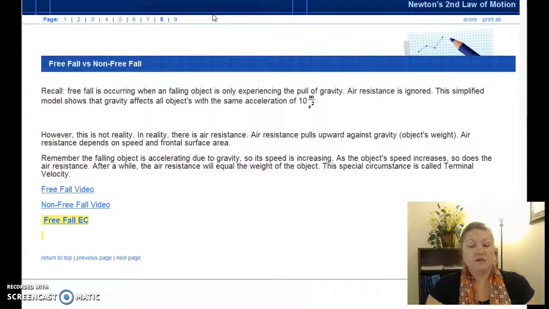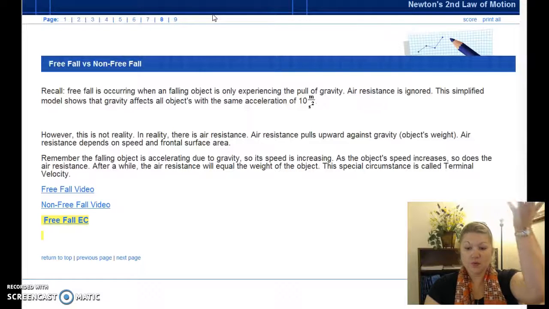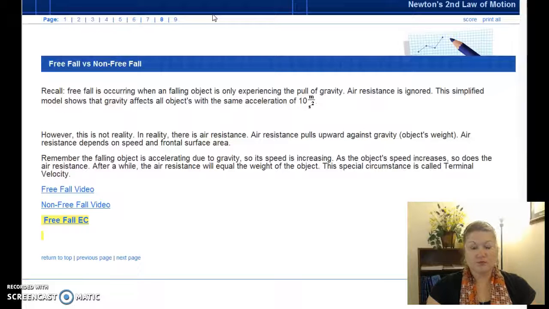So in free fall, you only have gravity acting, right? We ignore air resistance or we're working in a vacuum. But again, we know this is not reality. So we investigate here how air resistance works. Air resistance works against the gravity. So air resistance is going to pull up on the object while gravity is pulling down, right? So it's a tug of war going on.